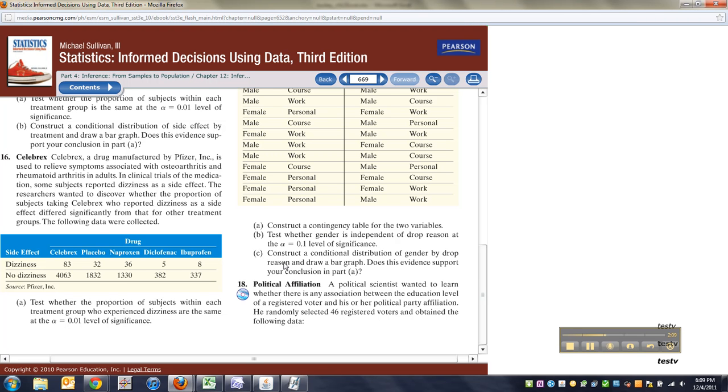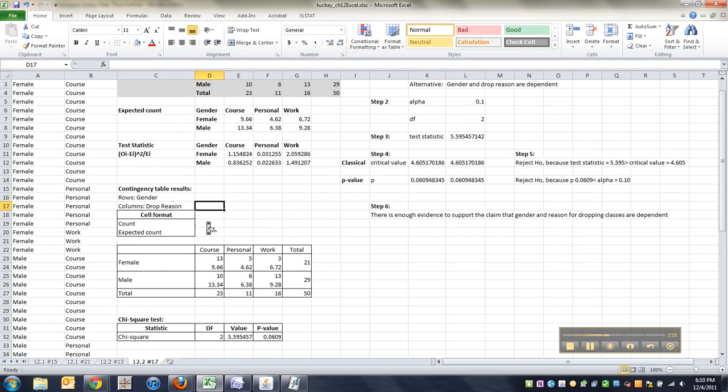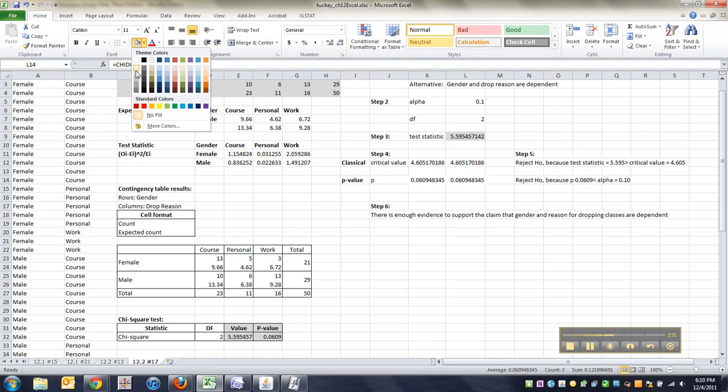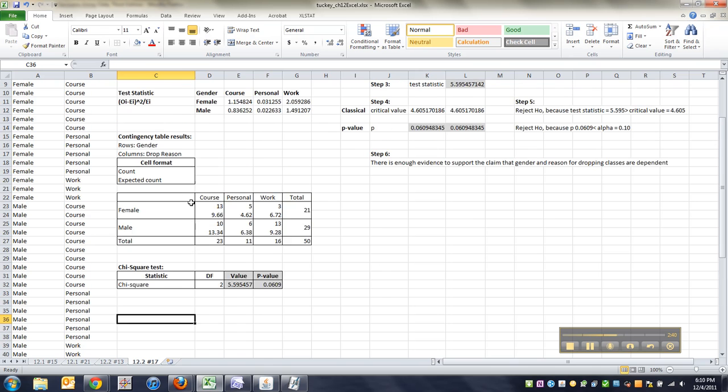Part C is construct a conditional distribution of gender by drop reason and draw a bar graph. Okay. Oh, I forgot to mention real quick. See the p-value down here and the test statistic right there? They're the same as what we found, the p-value of 0.0609. So it's really backing us up, the, what do you call it? StatCrunch, that's it.